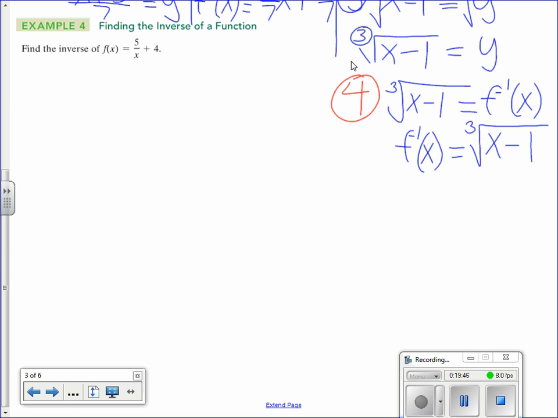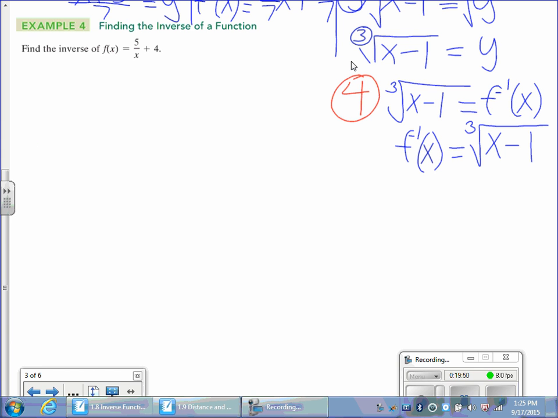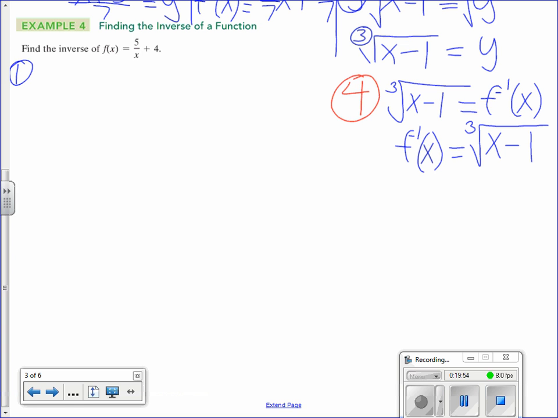All right, so let's move on to example number 4. We're going to find the inverse the same way. So step number 1, Gabriel, what do I need to do first? y equals 5 over x plus 4. Okay, very good. Step number 2, Genesis. Interchange the x and the y.